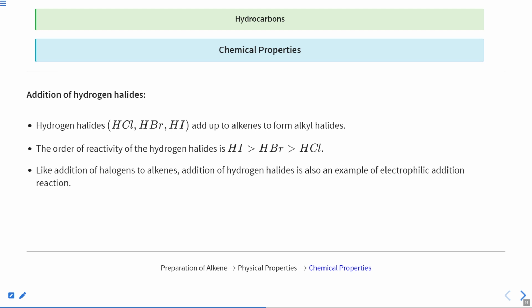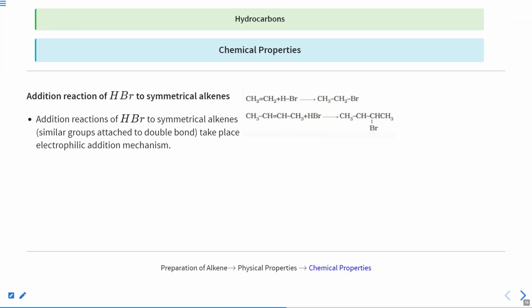So like addition of halogen to alkene, it is also added, and the order of reactivity should also be remembered: that HI reacts faster, then comes HBr, and then comes HCl. So this is an example for you.